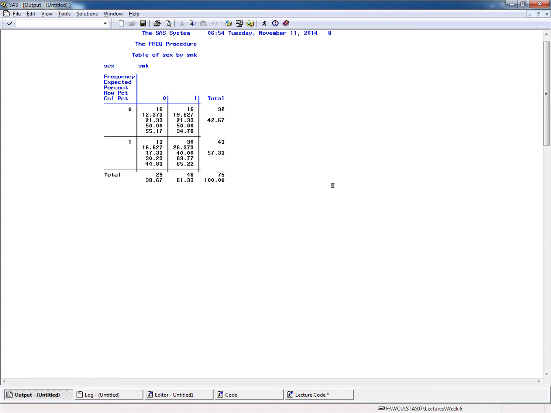All right, so here's our sex by smoking table. We're looking at the actual cell counts, and we need to make sure that they're all 10 or more. Looking at them very quickly, we have 16, 16, 13, 30. All of those are greater than 10, so check. We're good.